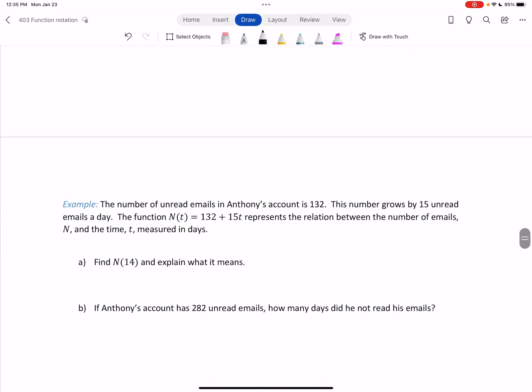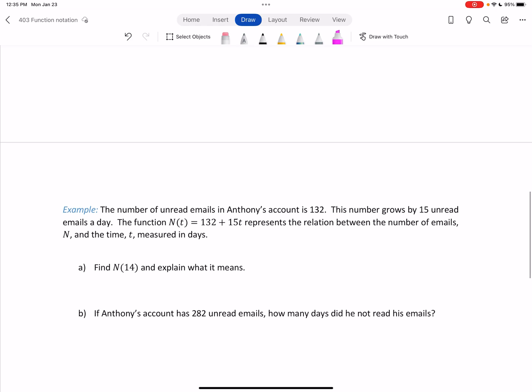The number of unread emails in Anthony's account is 132. This number grows by 15 unread emails a day. The function n of t equals 132 plus 15t represents the relationship between the number of emails, n, and the time t measured in days. Find n of 14. Okay, so n of t, this 14 is the input, and so that means I'm going to put t equals 14 into the equation.